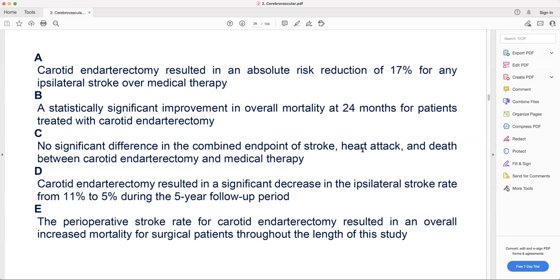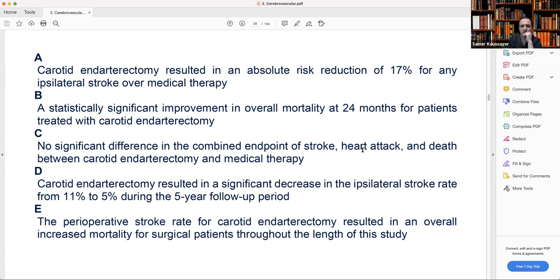Carotid endarterectomy resulted in a significant decrease in the ipsilateral stroke rate from 11 to 5% during the 5-year follow-up period. We said from 26 to 9. So this is right if it's asymptomatic. You have to remember the asymptomatic. It's about the asymptomatic trials, like the VA trials, then yes, it went from 11 to 5 for asymptomatic. But for symptomatic it went from 26 to 9, okay? So if it was asymptomatic, then this would be the right answer. I give you that so you can remember, because you may not get the same question, you may get a different question in a different way. So for asymptomatic trials, yes, it went from 11 to 5.